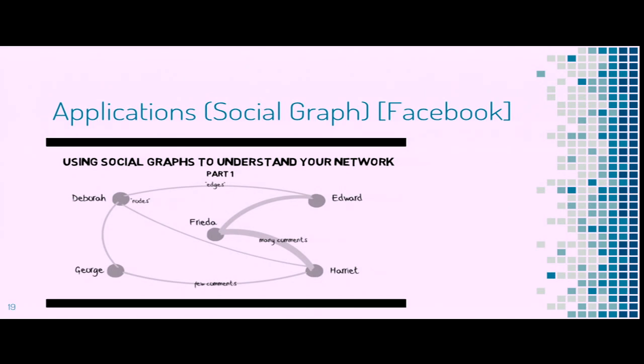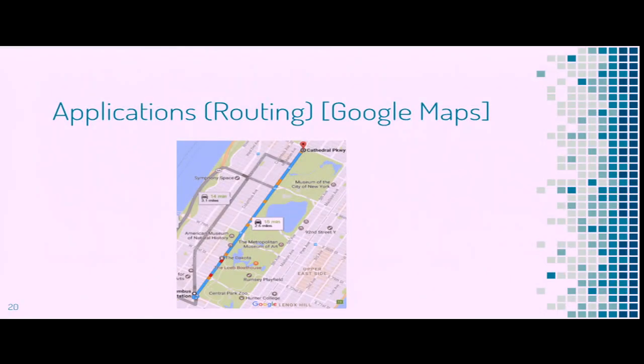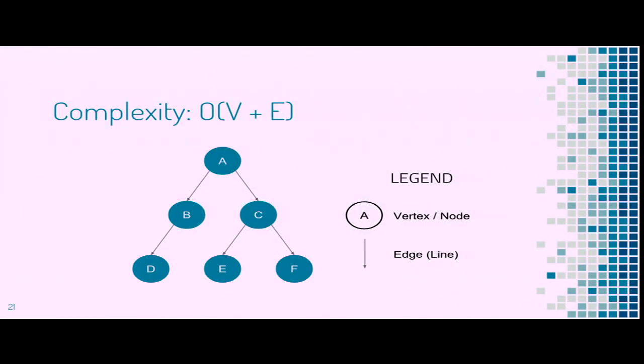For the applications, you can use it for a social graph, like Facebook, the social networking. You can find out maybe I'm friends with Dion, then I'll have a node with Dion. Maybe I'm friends with Jun Rong, then I have a node with Jun Rong. So it's exploration. Then we have routing. For example, your current location is SMU, you want to go to Dhoby Ghaut. How can you get to Dhoby Ghaut? The complexity of this algorithm is V plus E, where V is the vertices and E is the edges.